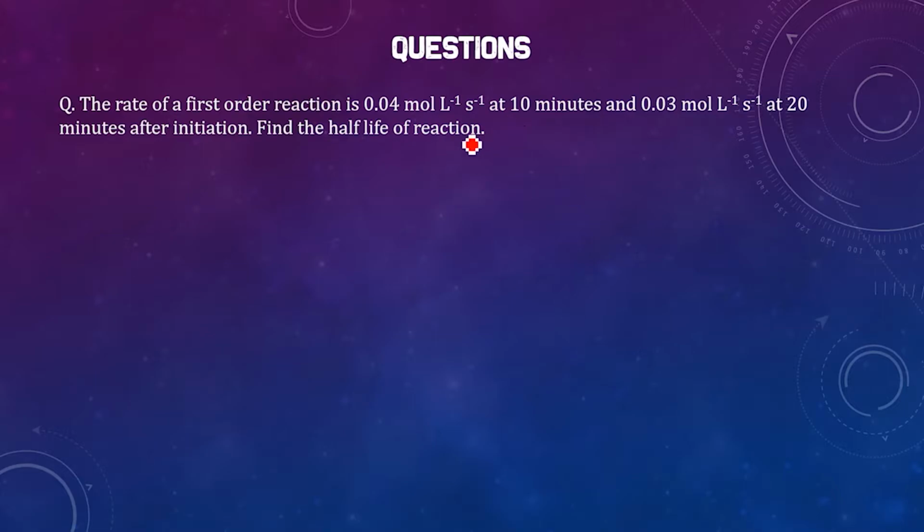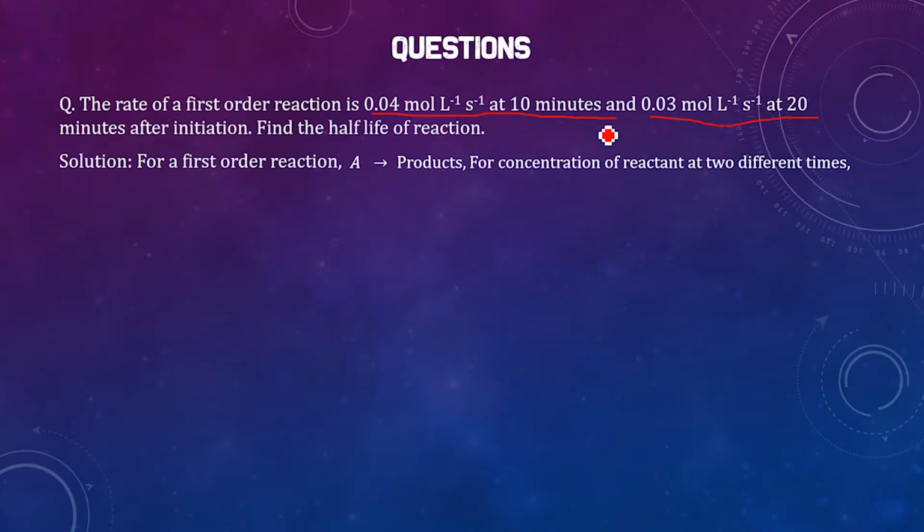See, in this case, if it is the first order reaction, the concentration is given as 0.04 at 10 minutes. And the other case is 0.03 after 20 minutes. So suppose that this is the first order reaction we have to assume, and it is already written over here. The reactant is going to convert into the product. So we will check the concentration at two different times.